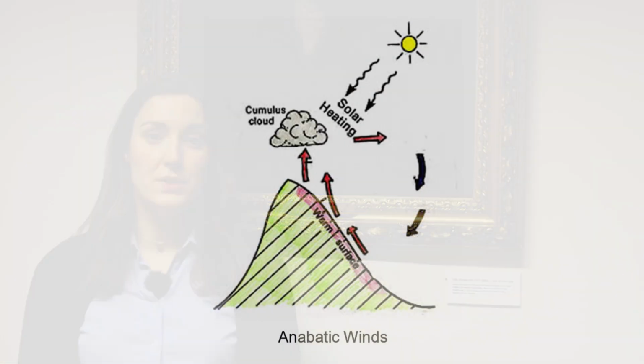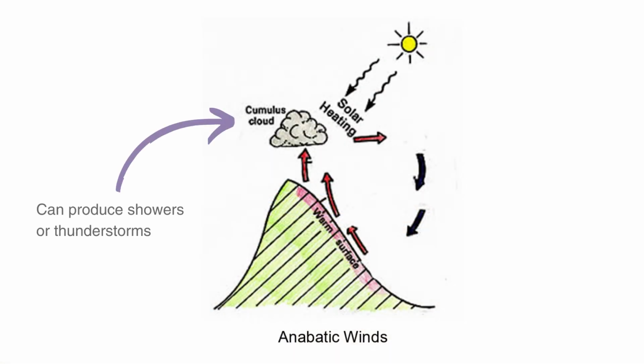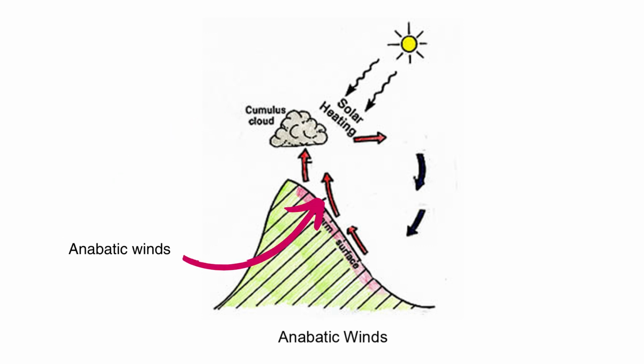The clouds that form due to the sun's heating sometimes grow large enough to produce showers or even thunderstorms. This rising air can also create an anabatic wind on the sunny side of the hill. Sunshine-facing slopes, south in the northern hemisphere and north in the southern hemisphere, are warmer than the opposite slopes.